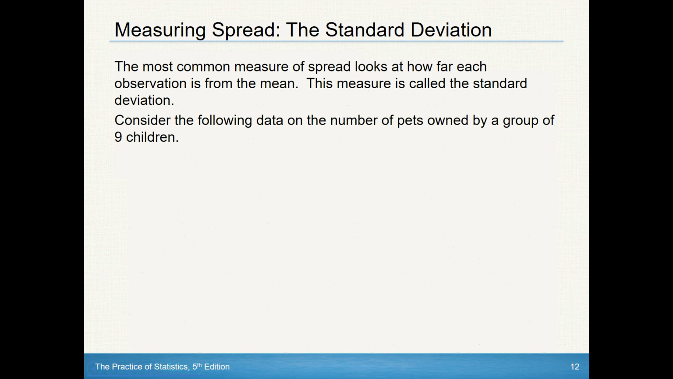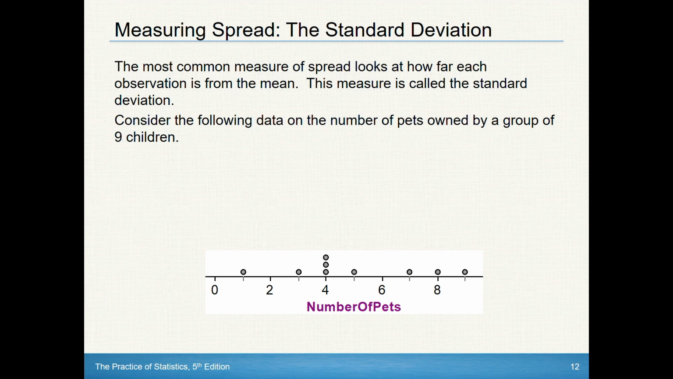Now, the final thing we need to talk about as far as a numerical measure is another measure of spread, and that's the standard deviation. Standard deviation is, by definition, the typical distance or typical deviation from the mean. We can't quite call it the average deviation from the mean because it's not exactly that, as we'll understand as we go on. All right.